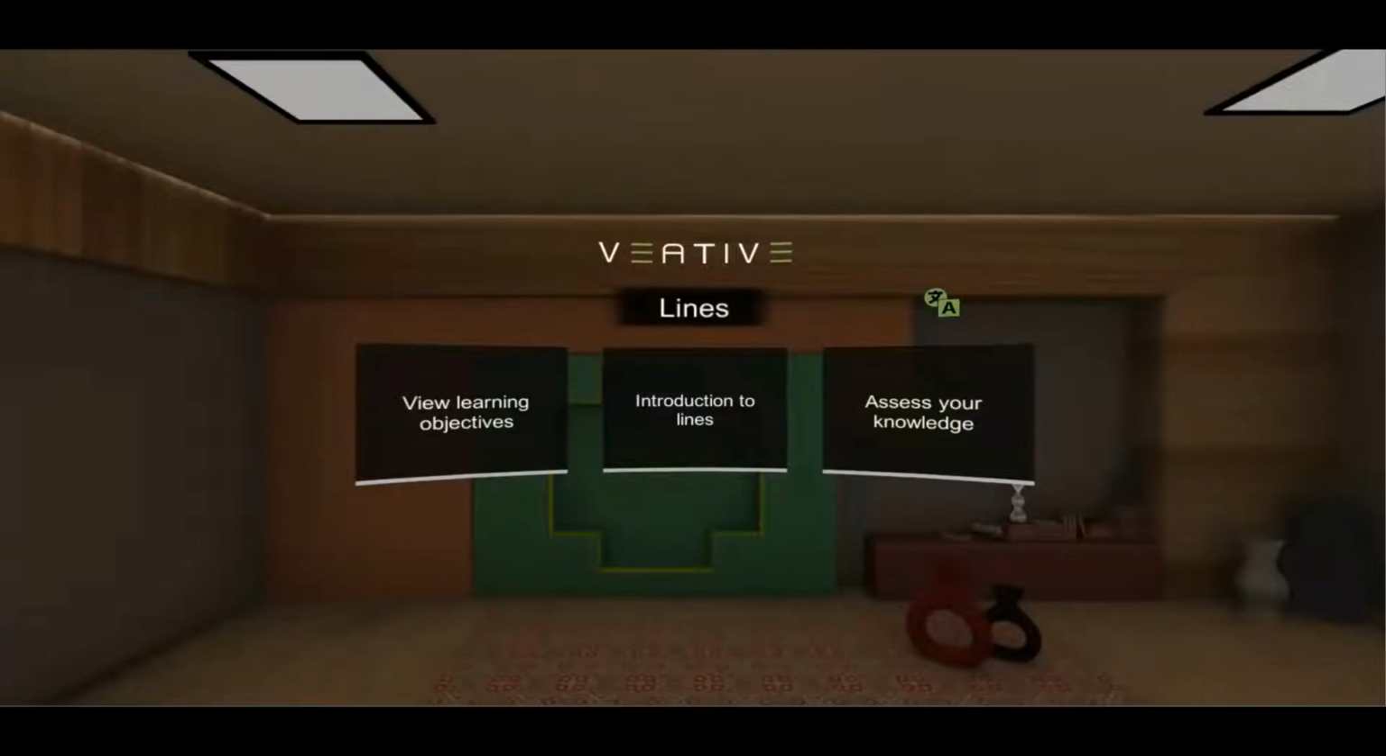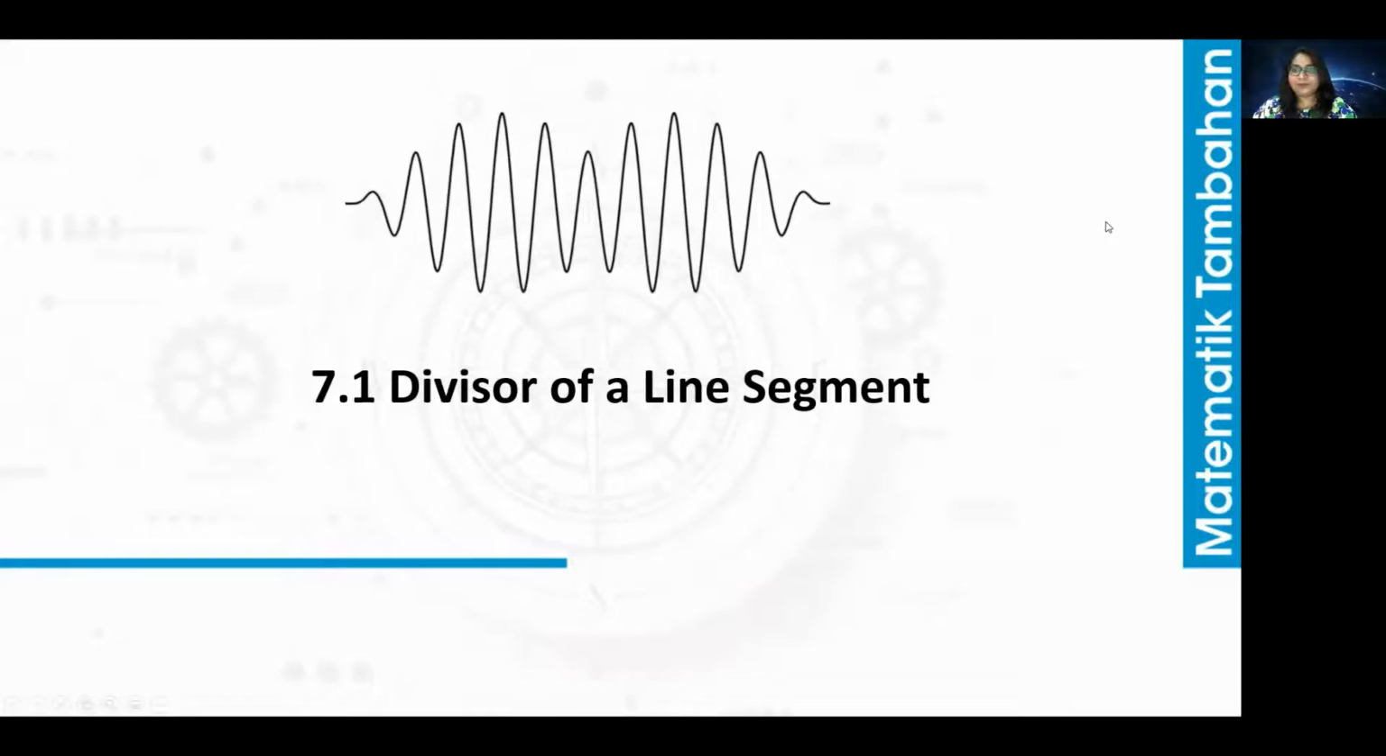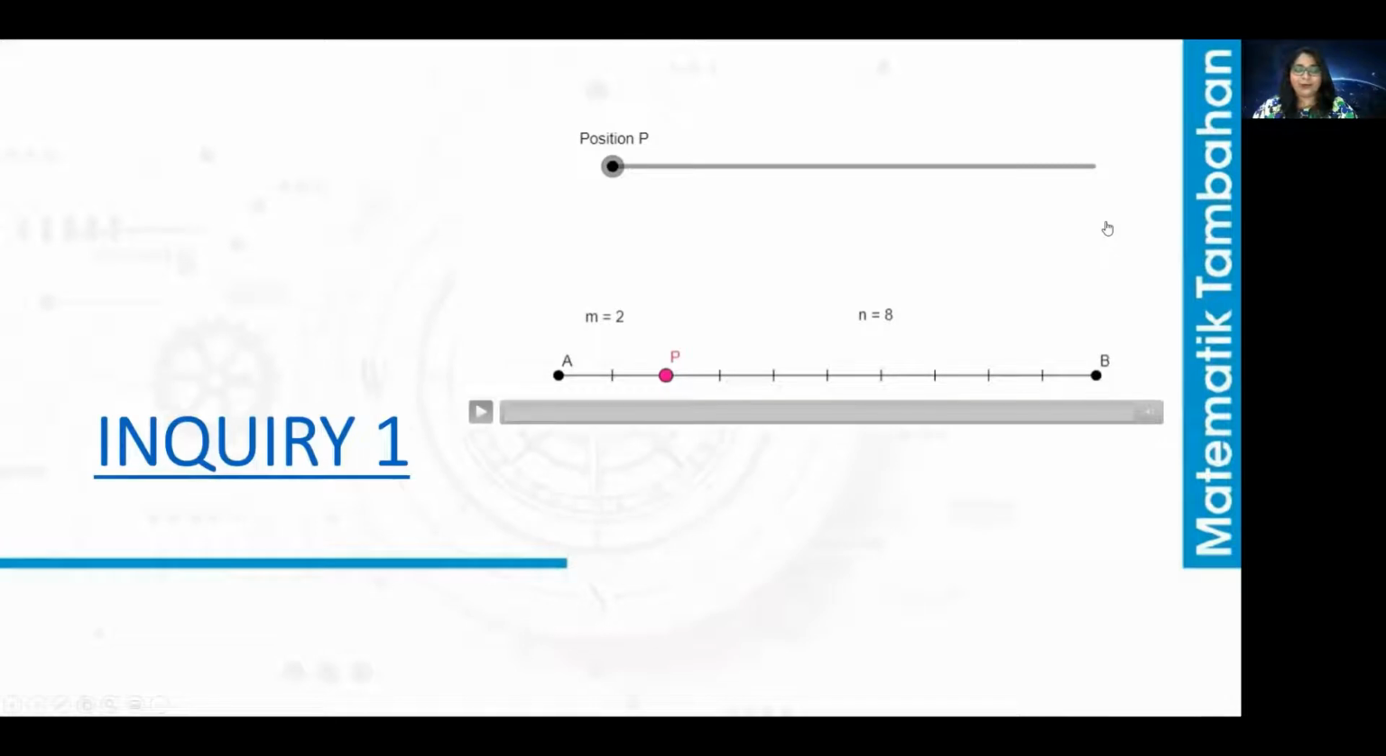So now let's get back to the slides to continue with subtopic 7.1. Let's go. Now that we know what line segments and points are, let's move on to subchapter 7.1, division of a line segment. Let's start with inquiry 1.